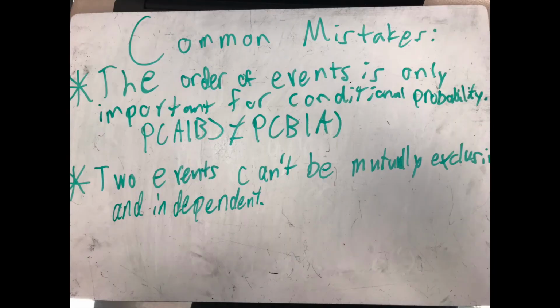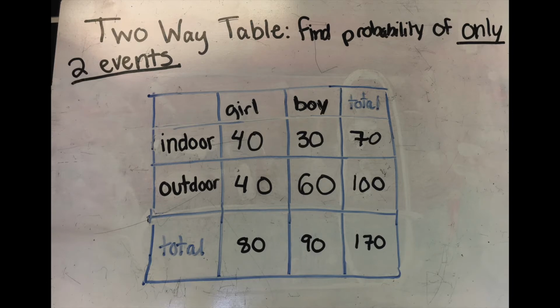Now I'll go over some common mistakes with probability. The order of events is only important for conditional probability, where P of A given B is different from P of B given A. Another common mistake is that two events cannot be mutually exclusive and independent at the same time. A two-way table is used to compare two events.